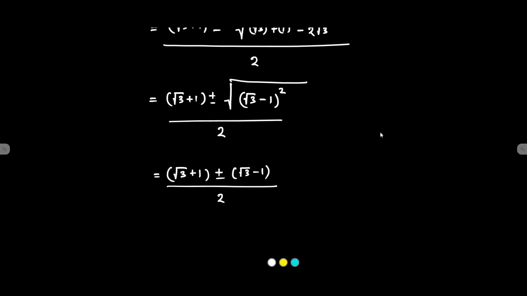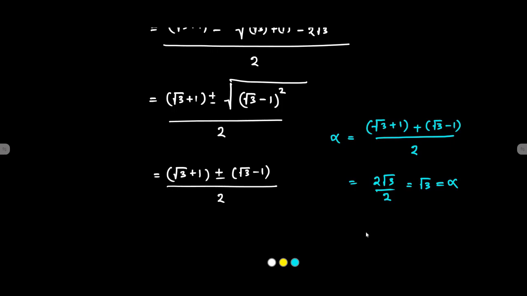So there are two solutions here. One is root 3 plus 1 plus root 3 minus 1 by 2. Let's call it alpha, which is equal to, plus 1 minus 1 will get cancelled. So it is 2 root 3 by 2, which is equal to root 3. This is alpha, the first solution.